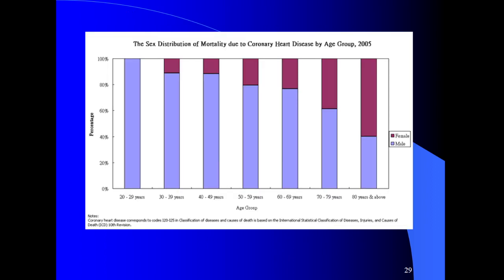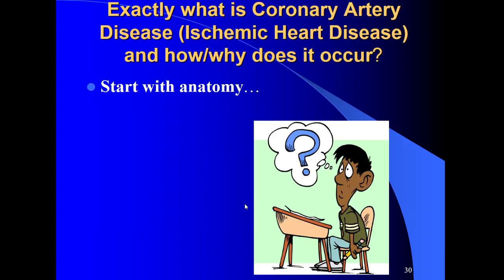On this picture, you can see distribution of mortality due to coronary heart disease by age group. And here you can see how by age mortality level is 20-29 years, 30-39, 40-49, and so on. Exactly, what's a coronary artery disease? And how or why does it occur? Start with anatomy.